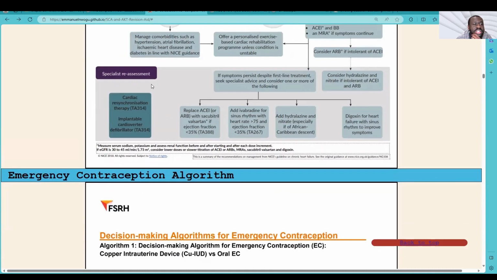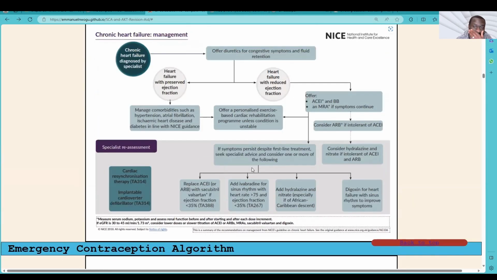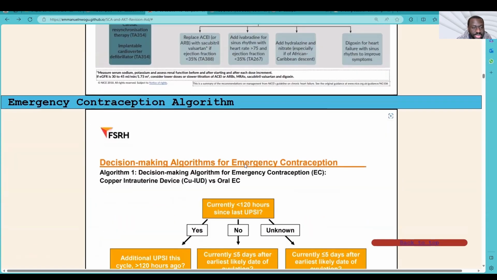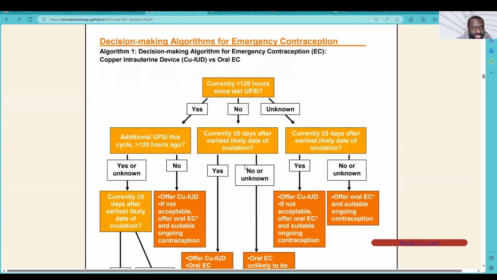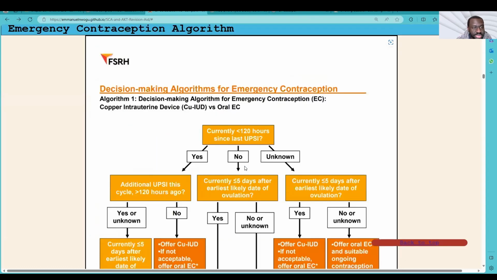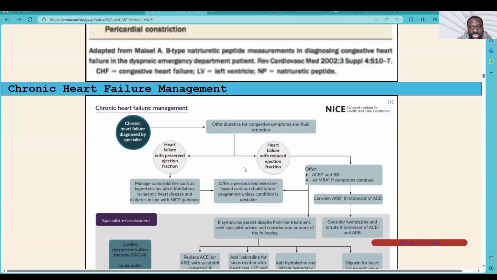Don't forget cardiac resynchronization. Don't forget cardiac rehabilitation, especially after assessment. Those are very important things to mention. We'll still look at emergency contraception because it's important.